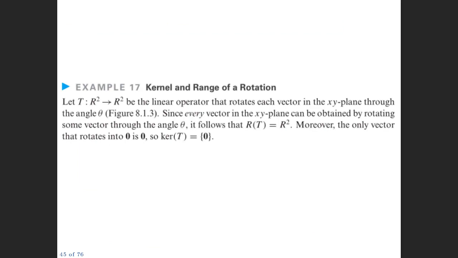What is the kernel and the range of a rotation? Let's suppose we have R2 and every vector v, what we're going to do is rotate it by an angle of theta so that we get a new vector, T of v.